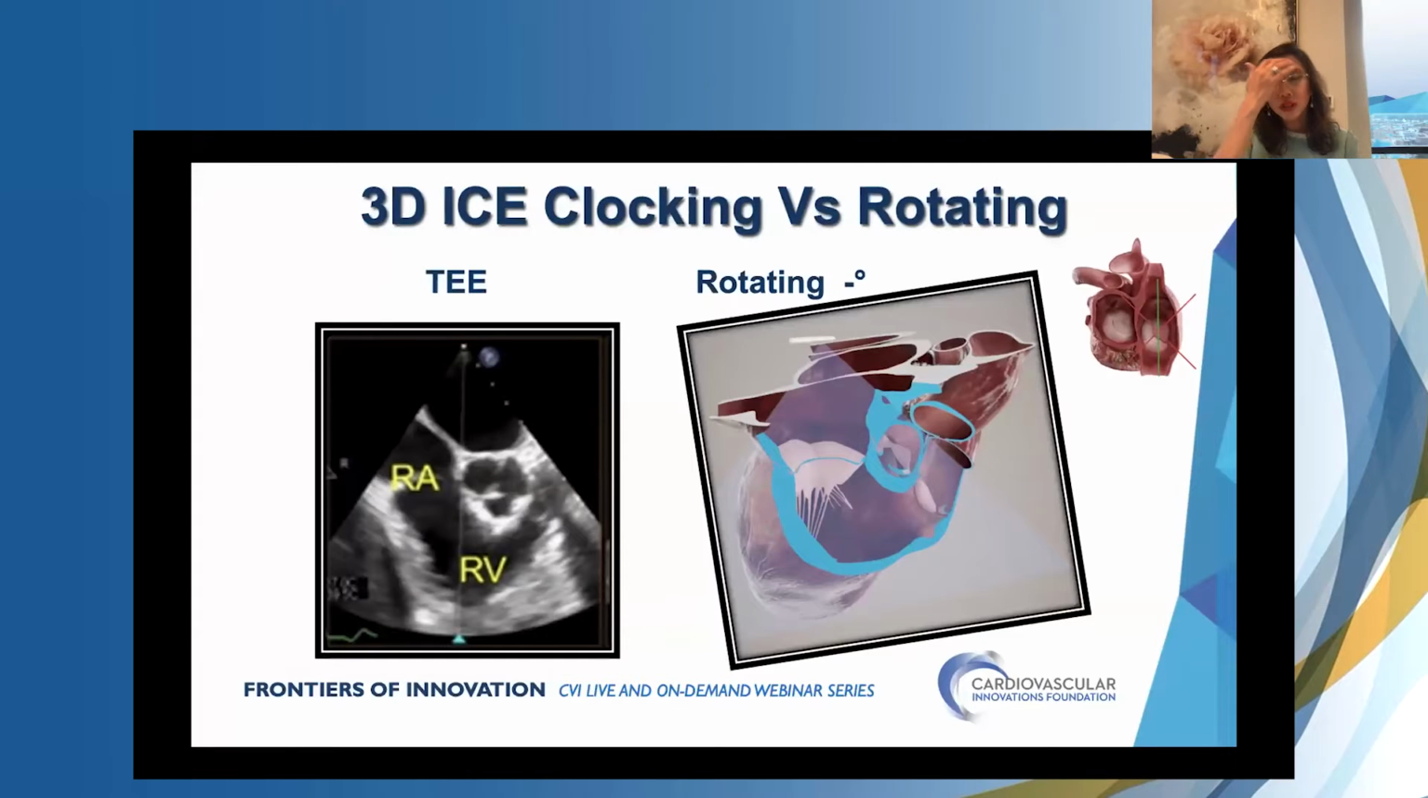And so here you can see the angle plane on the left-hand side, your TE, your RV inflow outflow view, and on the right-hand side, a 3D ICE image as well, that really obtains that plane that is aligned to your TE. And this gives you that consistency between TE and 3D ICE imaging, which is actually rotating instead of just clocking when you use a 3D ICE catheter.